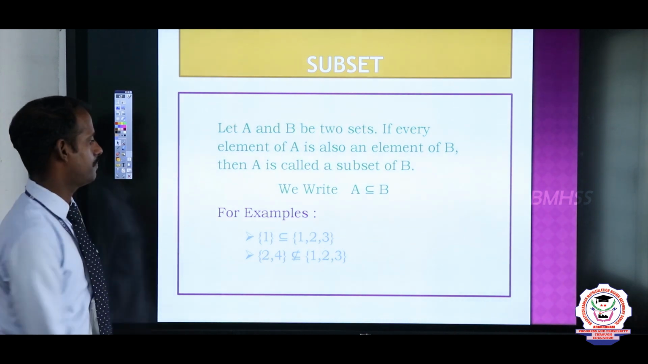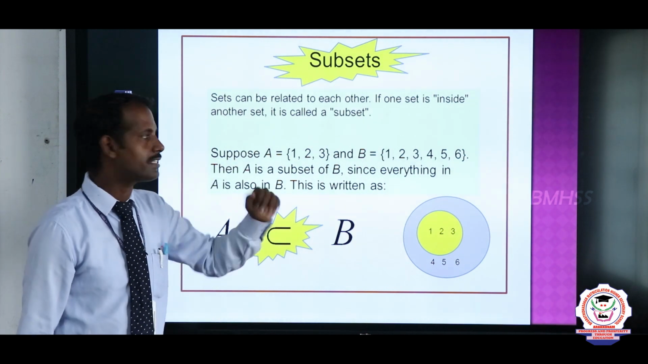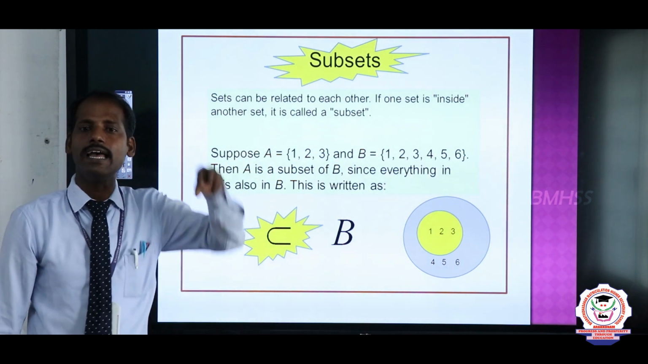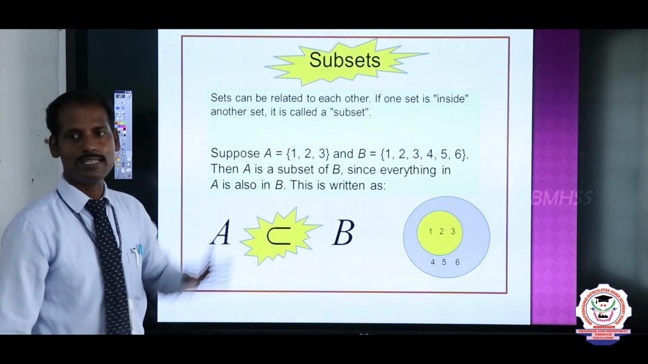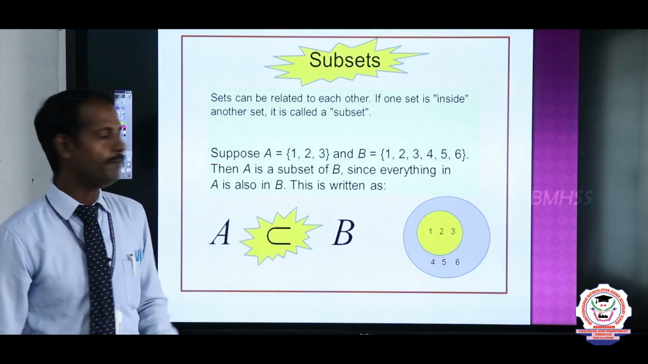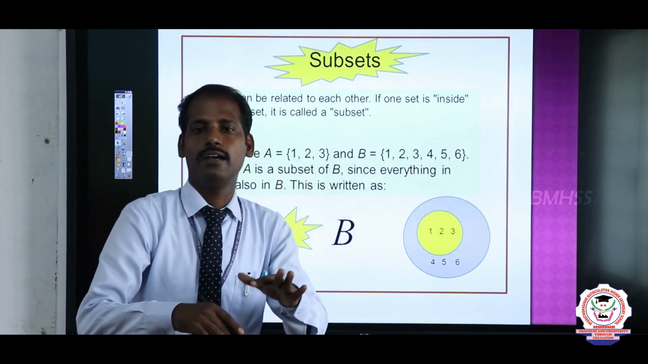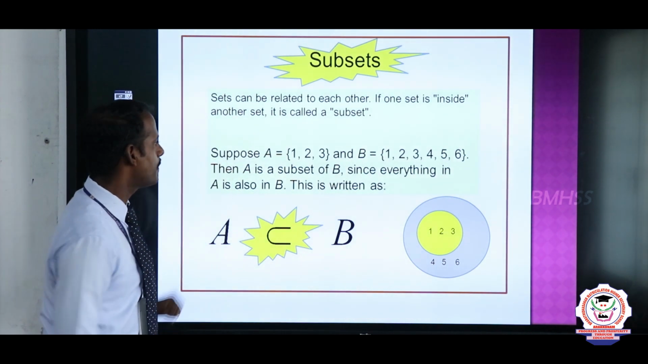Another example. Sets can be related to each other if one set is inside another set. One set inside another set is called a subset. So that is the easy definition. Sets can be related to each other if one set is inside another set. It is called a subset.